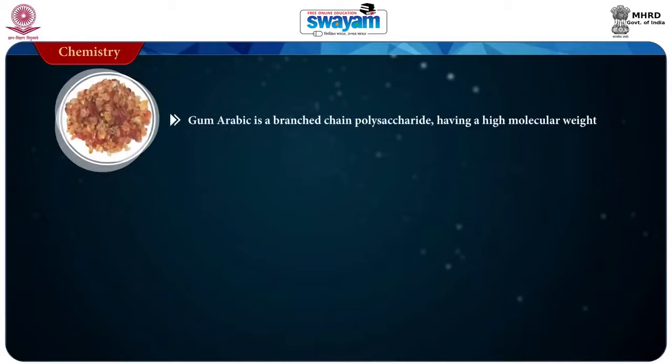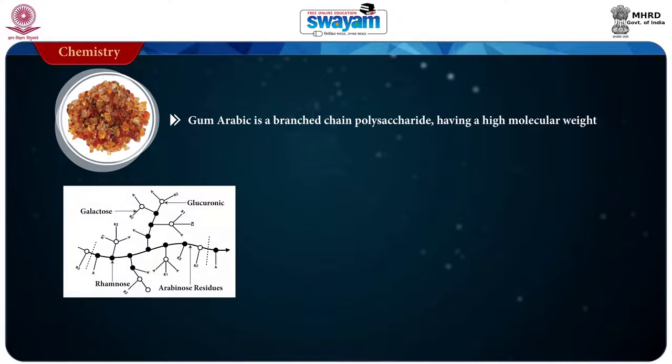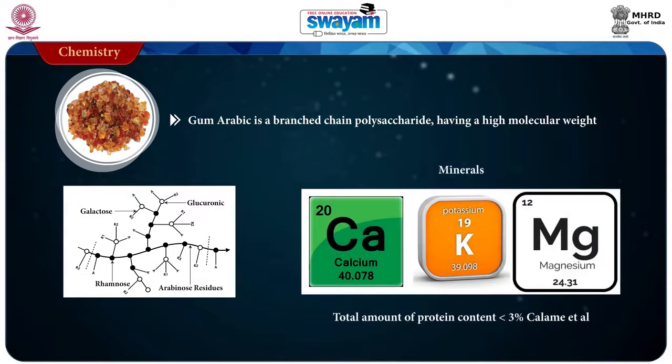Chemistry. Now, while considering the chemistry of gum arabic, it's a branched chain polysaccharide having a very high molecular weight, approximately 350 to 850 kD. The chain consists of galactose, rhamnose, glucuronic acid and arabinose residues, and it also contains minerals like calcium, potassium and magnesium. The total amount of protein is less than 3%.